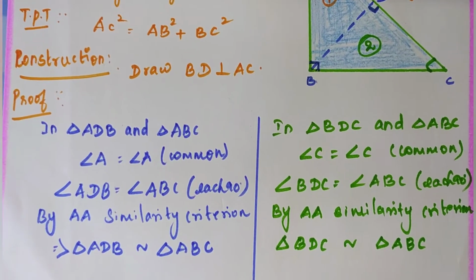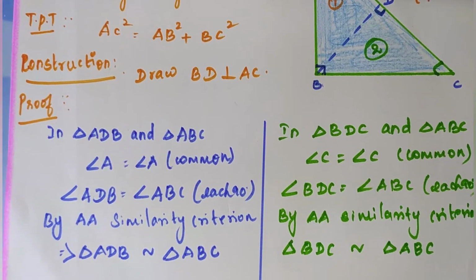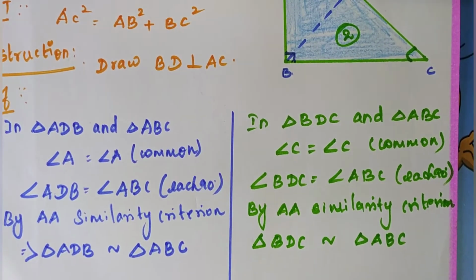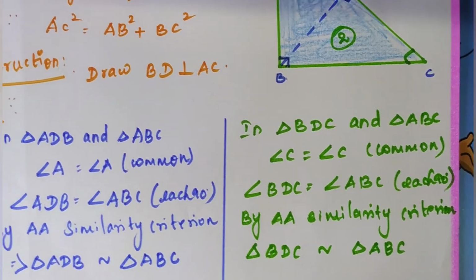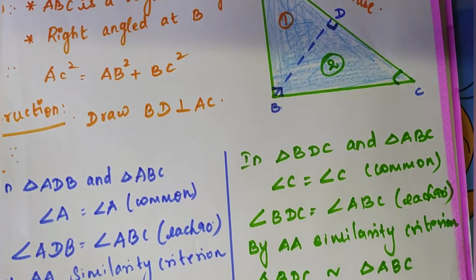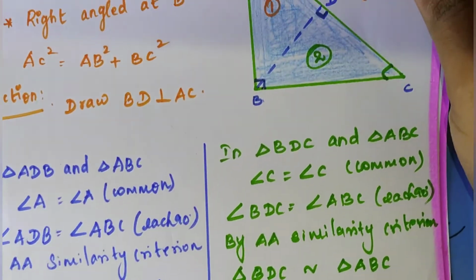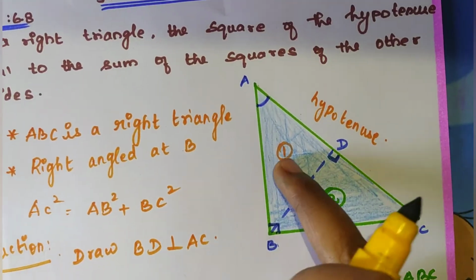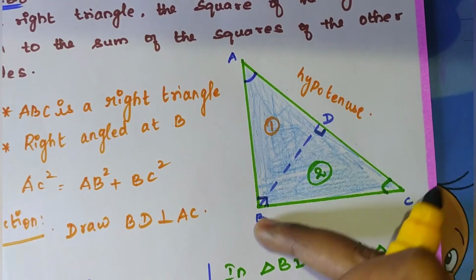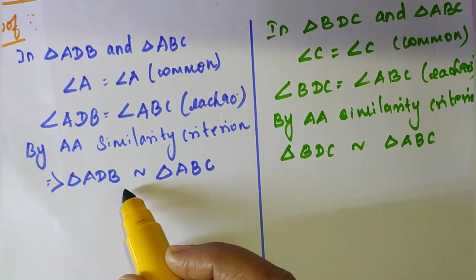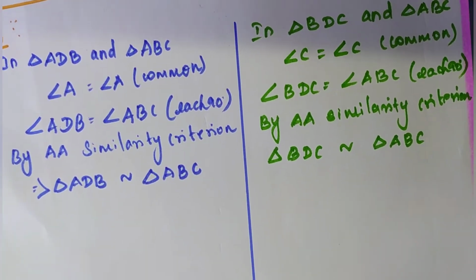Why did we prove that the two triangles are similar? To prove that the sides are in proportion. I'm going to write it now. Okay, listen carefully. Corresponding sides. What are the corresponding sides for the full triangle and ABD? That is very easy. From here only I am going to write, not from there.